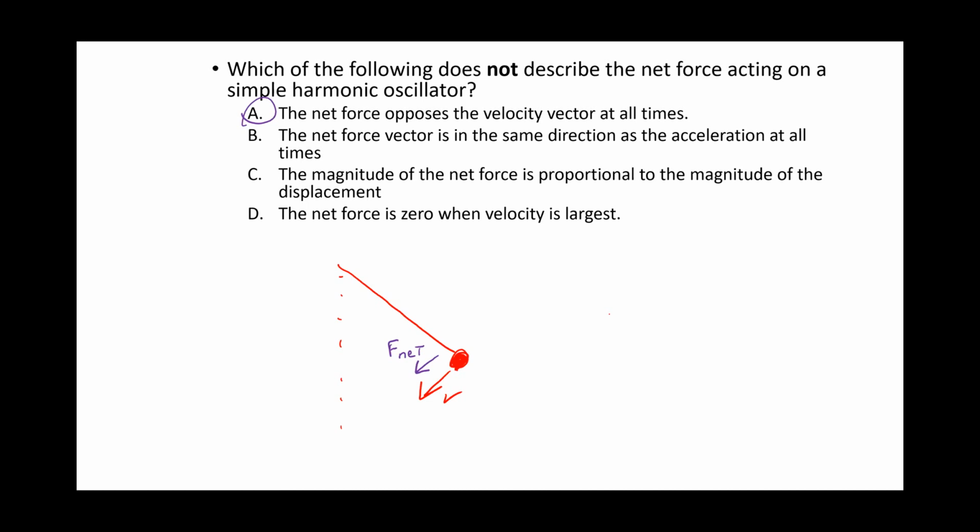Once I have that moment, I know that sometimes the force is going the same direction as the velocity, which is equivalent to saying sometimes the pendulum is speeding up. It's not always slowing down. Sometimes it's speeding up, sometimes it's slowing down.